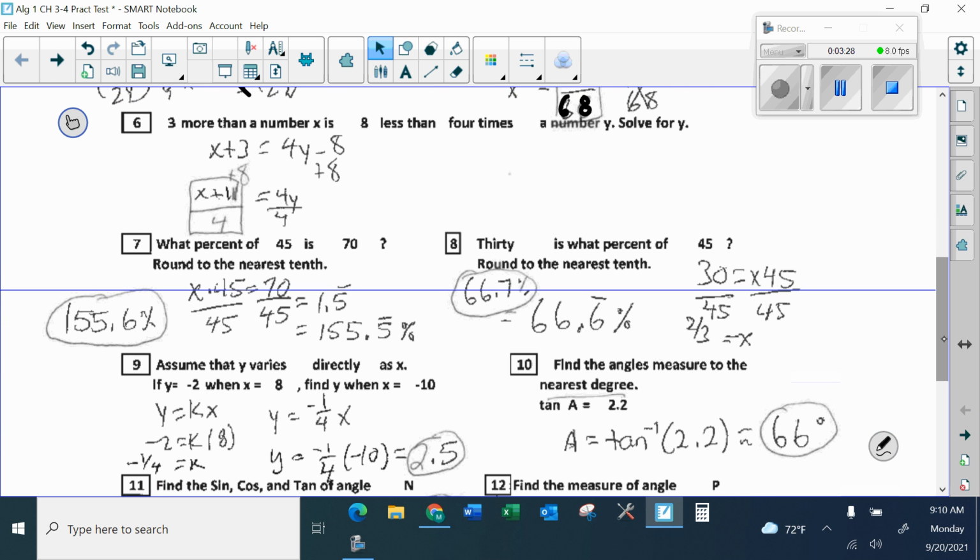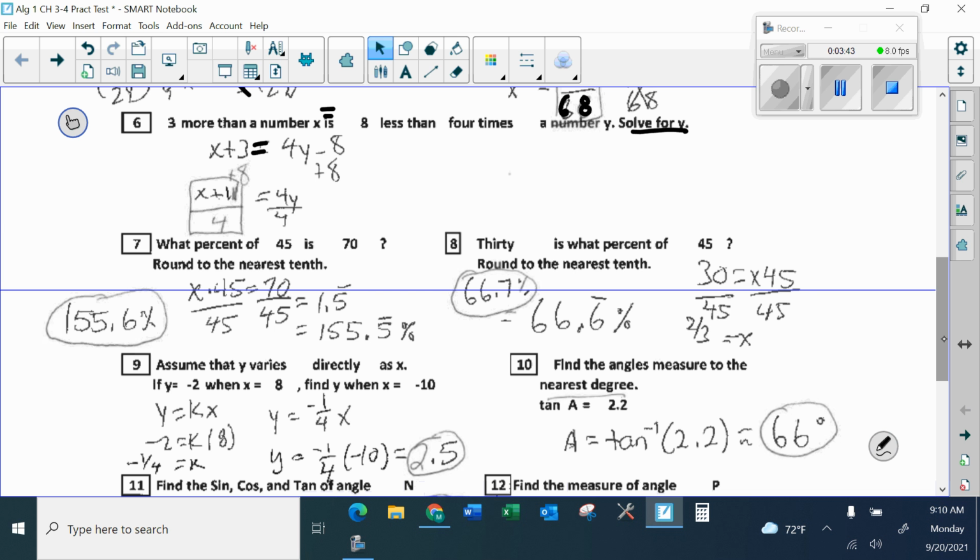Number 6, 3 more than a number x is x plus 3. And then it says is means equals. That's why you have an equal sign. 8 less than 4 times the number y. So I have 4y minus 8. And then it says solve for y.